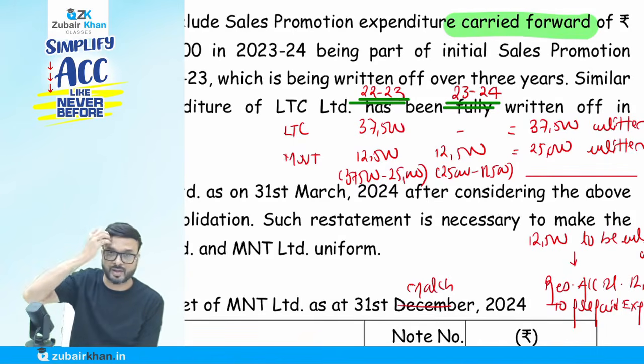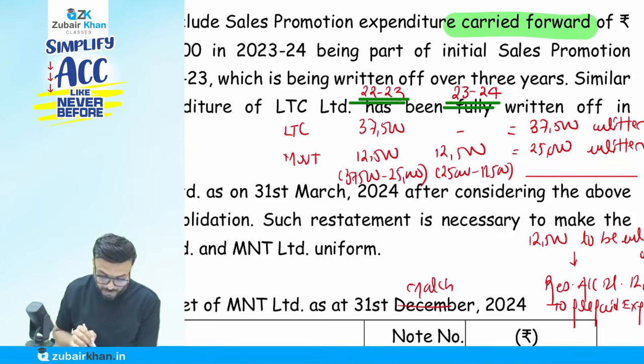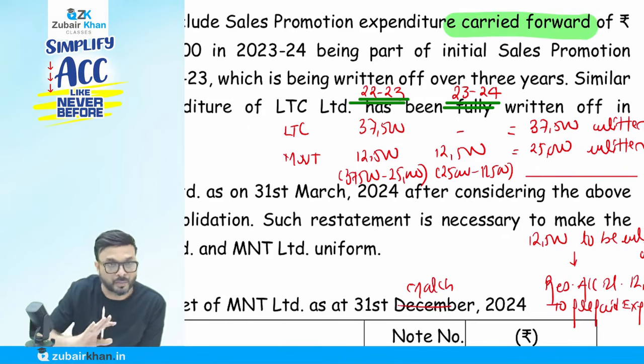That's why that 12,500 of the third year is not yet written off. But LTC wrote off the same expenditure, 37,500, in the first year only. They just have to write it off over 2 years, and they have not yet come to the third year.